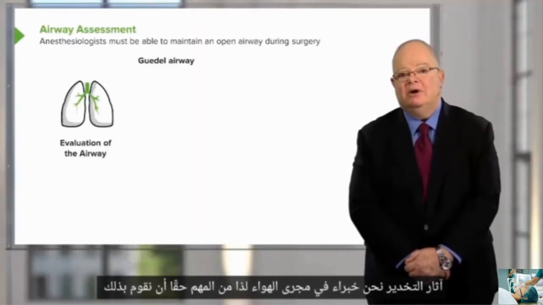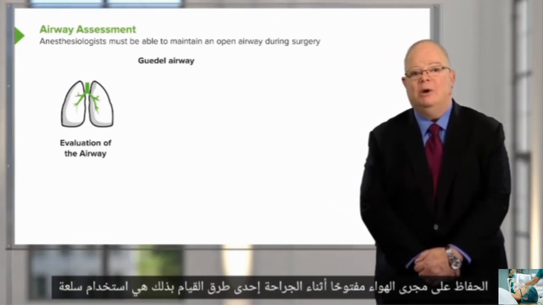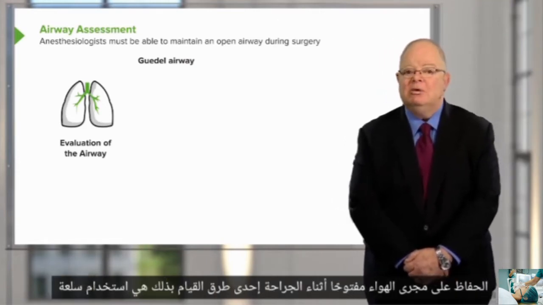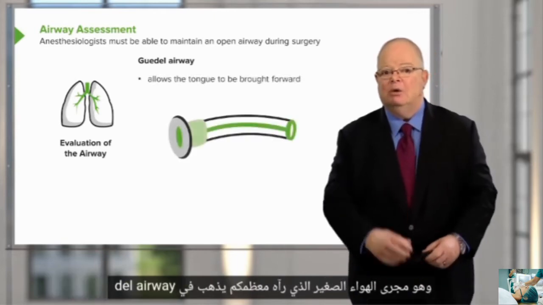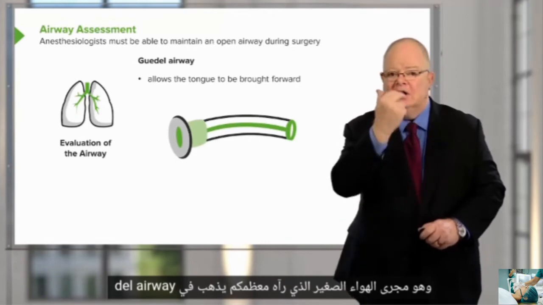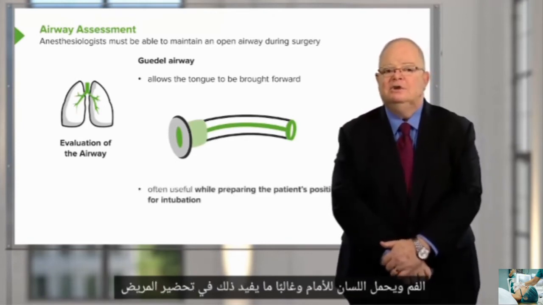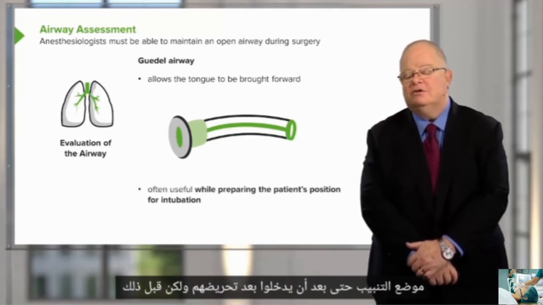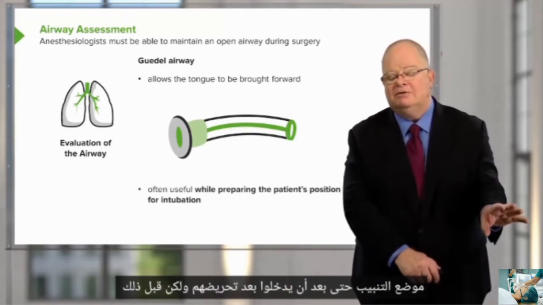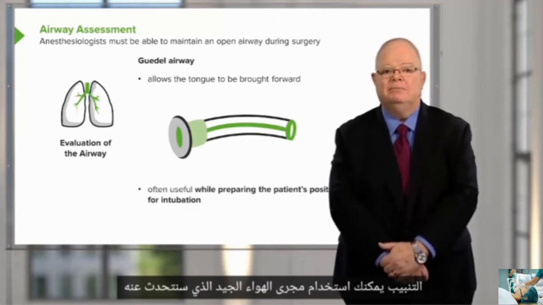We're the airway experts, so it's really important that we maintain an open airway during surgery. One way of doing this is using a Guedel airway, which is the little hooked airway most of you have seen, goes in the mouth and holds the tongue forward. This is often useful in preparing the patient position for intubation. So after they're induced, but before intubation, you can use the Guedel airway.